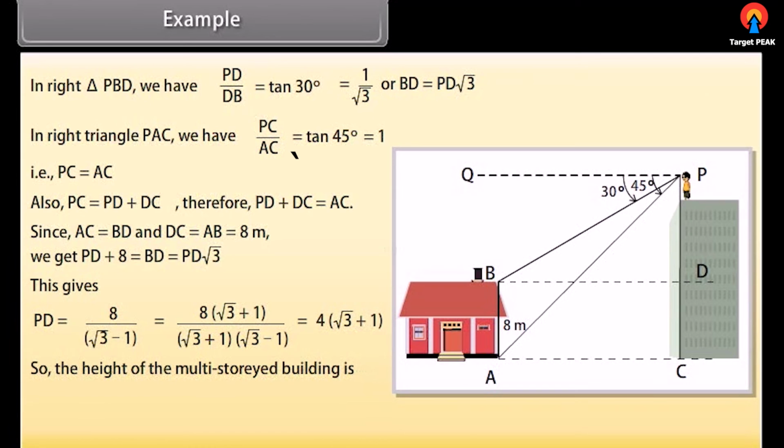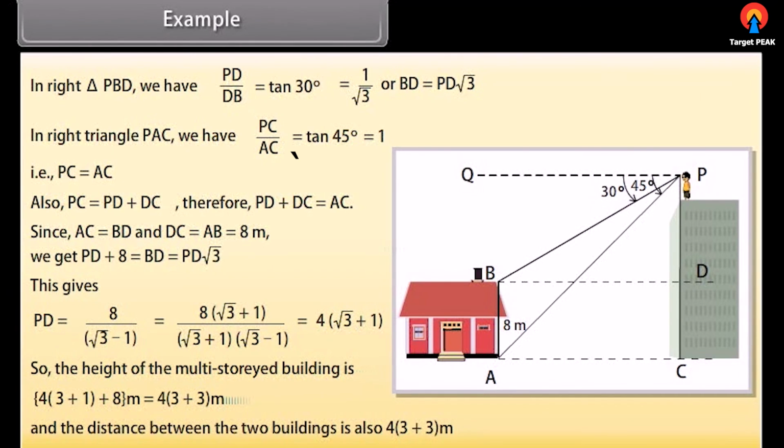So the height of the multi-storied building is 4 into square root 3 plus 1 plus 8 meters, which is equal to 4 into square root 3 plus 3 meters. And the distance between the two buildings is also 4 into square root 3 plus 3 meters.